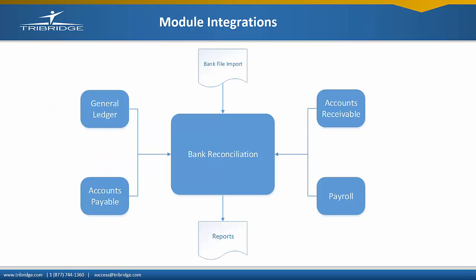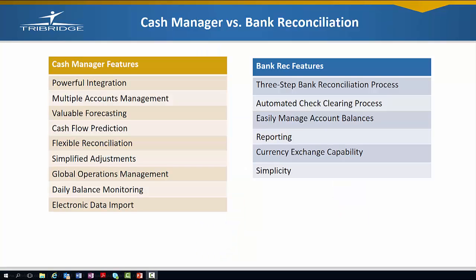The bank reconciliation module reads transactions that affect cash from accounts payable, accounts receivable, payroll, and the GL. So anytime, for example, in accounts payable that you cut checks to vendors, or in accounts receivable when you have a cash receipt from a customer, any transaction that touches cash can be pulled into the bank reconciliation module using a module import tool. Another option that we'll cover is that you can import the bank statement electronically for automatic reconcile.